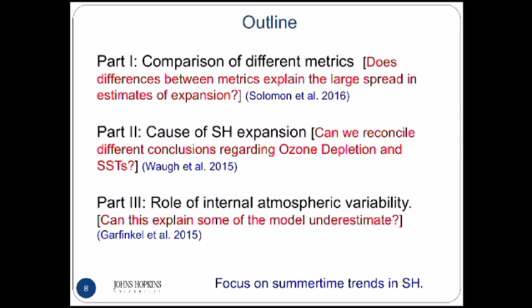Part of the cause of this expansion is that ozone depletion is playing a dominant role, but it's not the only role. SSTs, but more importantly, internal atmospheric variability.